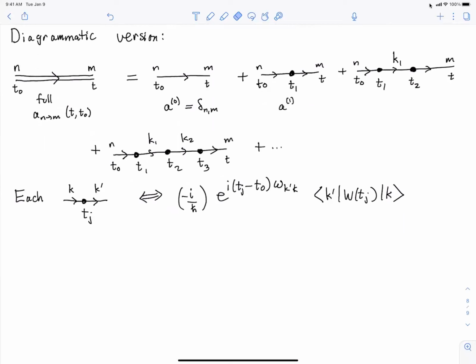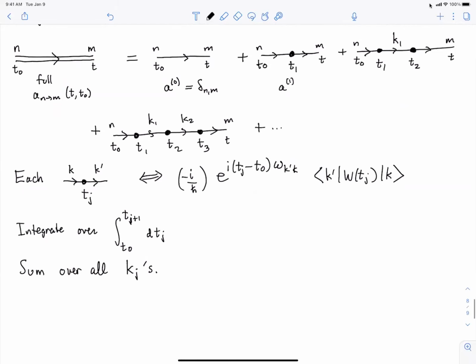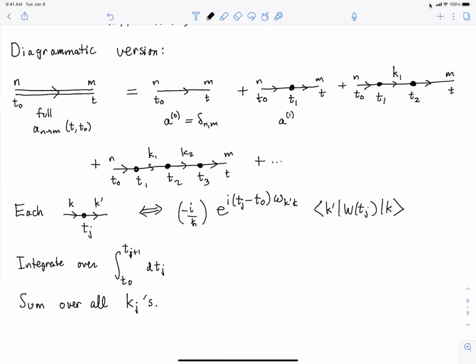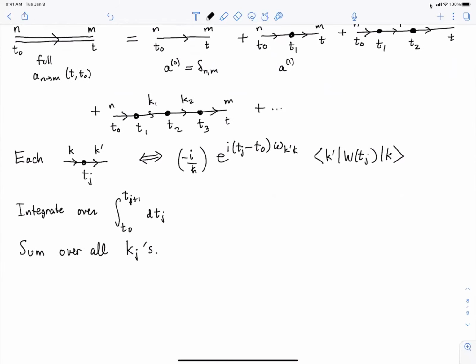Okay. Whenever I see that, I also know that I must integrate over those times. So integrate over, and the integrals always start at t0 and end up at tj plus 1 if I'm integrating over tj. Okay, and then the last thing we have to remember to do is we put in the k's because we were using completeness. And so we must sum over all k sub j's in the diagram. Okay, and so if you write those rules down somewhere and include them in these diagrams, then the diagrams, which are pretty easy to construct because they're just lines with dots on them, give you what the various orders in perturbation theory are.